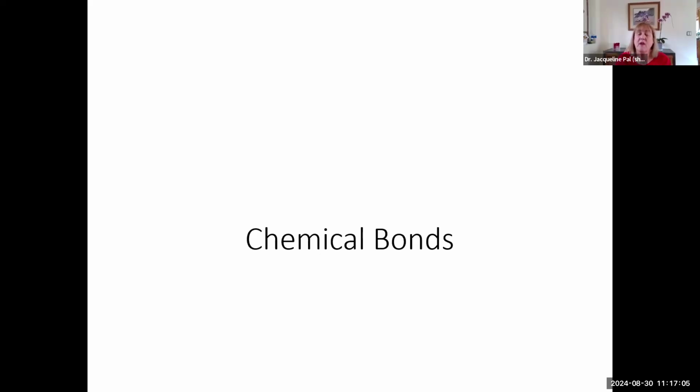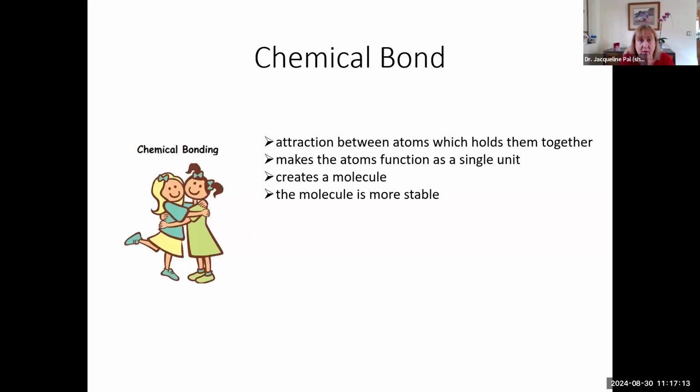Okay, so now that we know what a molecule is, let's look at what is holding those two elements together. Those are chemical bonds. A chemical bond is an attraction between atoms that makes them function as a single unit rather than two disparate units. And it's what creates that molecule, making it much more stable than either atom was alone.